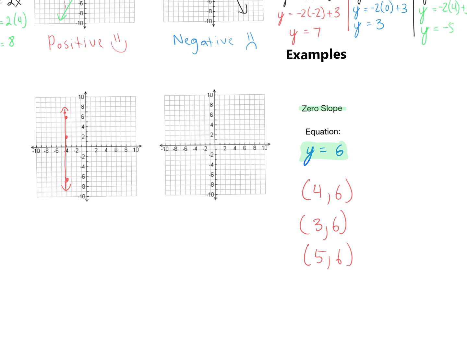We could have just gone up to y equals 6 here and drawn our horizontal line. I gave you some coordinates just to give you an idea that it doesn't matter what the x equals, the y is always going to be 6. But if they give you an equation like this where it's y equals, you know it's going to make a horizontal line. And we call that a zero slope because there is no slope, just a horizontal line.